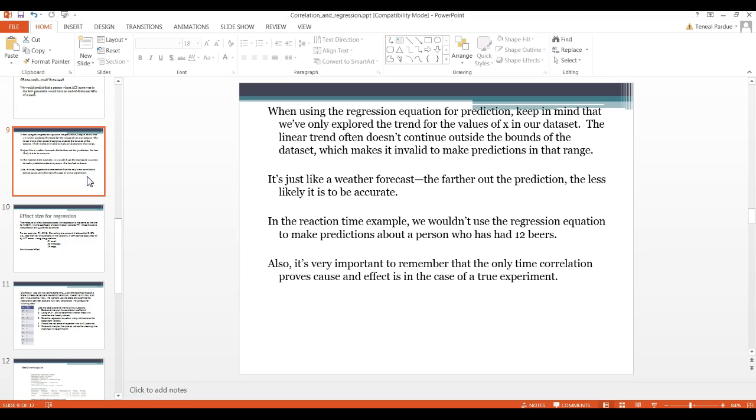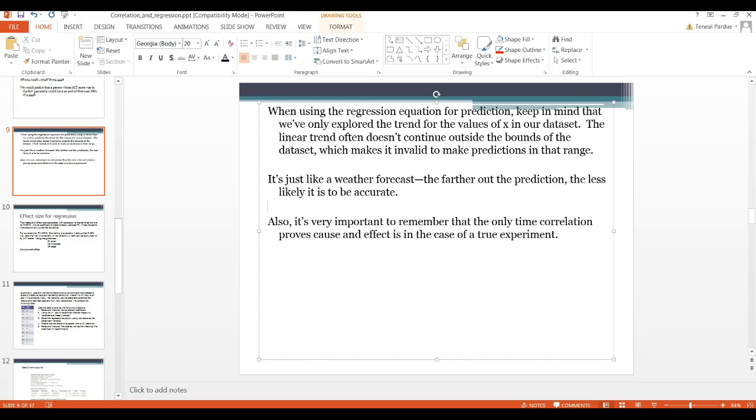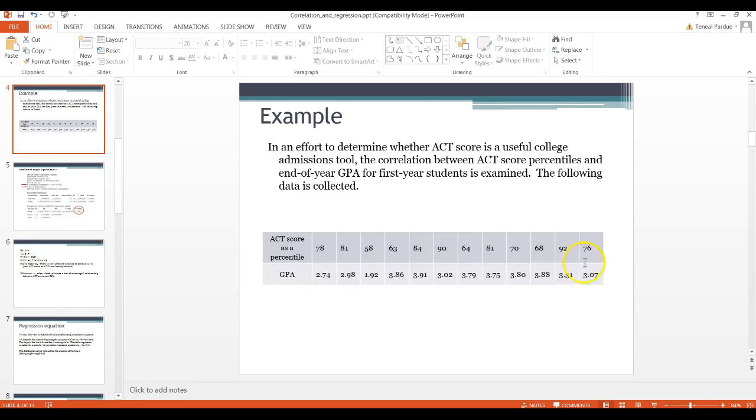I have to preach for just a minute that when you're using the regression equation for prediction, be very careful. You don't want to predict outside the range of the data you have. In our data set, we have percentiles that go from, let's see, the lowest is 58, and the highest is 92. So we wouldn't want to use this data to predict for somebody who got the 20th percentile on their ACT score. We have to be careful and predict only within the range of the data that we have, because we don't know that the relationship is linear outside of that.